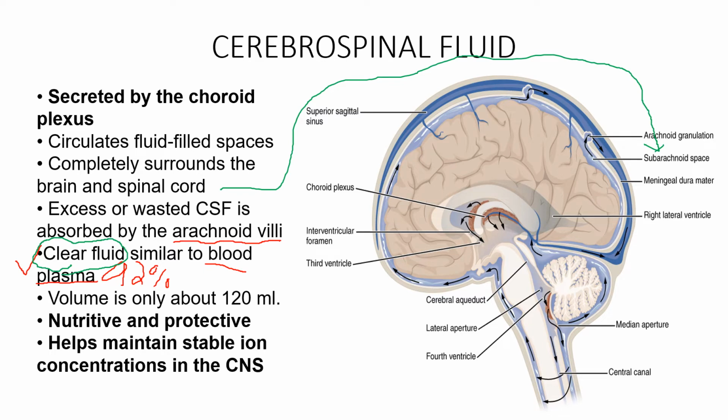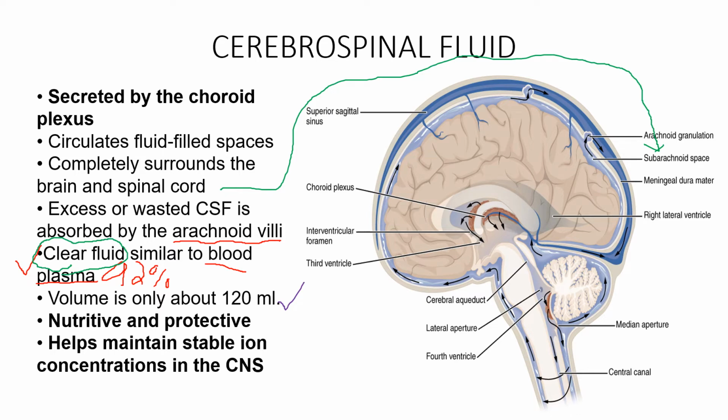And the volume is really, really small, actually. It's only 120 milliliters. And you make a new batch of this stuff every 8 hours. So 3 times a day, you have brand new cerebrospinal fluid. So in an emergency type scenario where you are leaking cerebrospinal fluid, it's a matter of hours before it becomes critical. It's very, very dangerous.